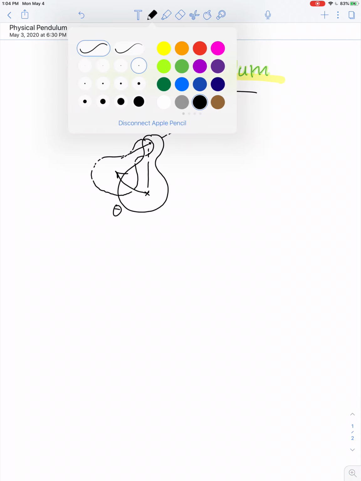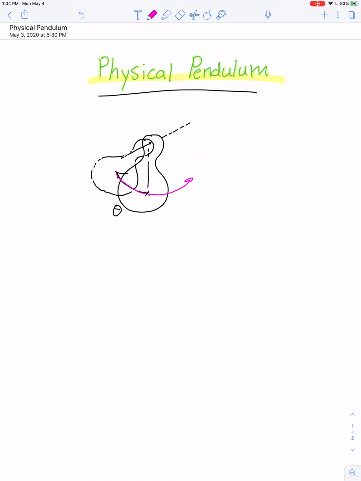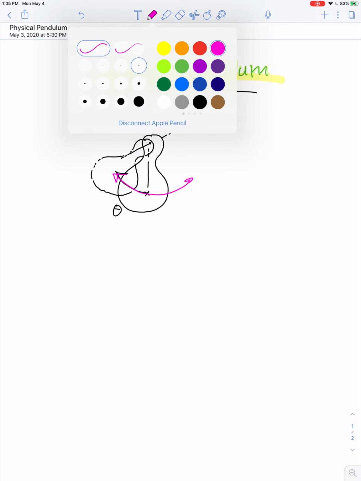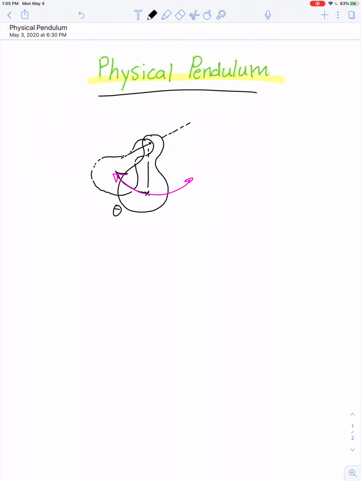Then this object is going to go swinging back and forth and behave very much like the mass on the spring, in that it's going to have maximum kinetic energy at the midpoint and maximum gravitational potential energy at the endpoints. So this would be the same thing if we took a metal rod.